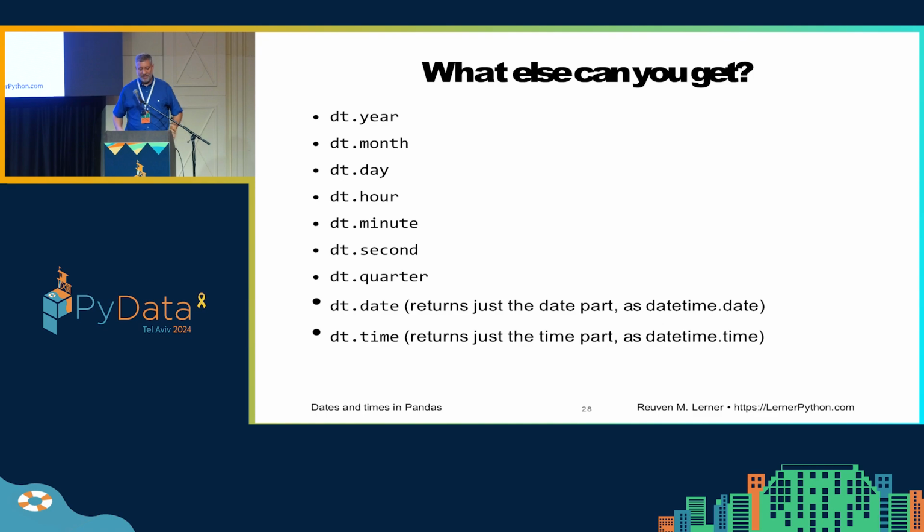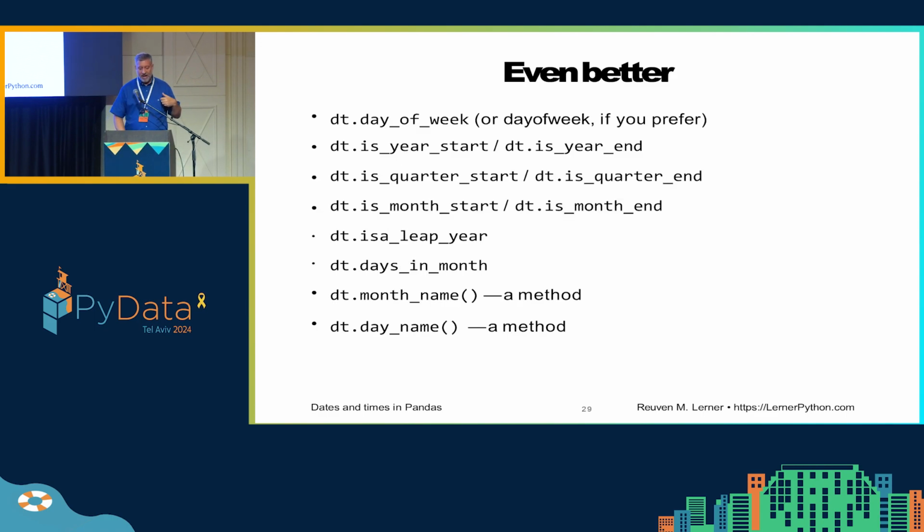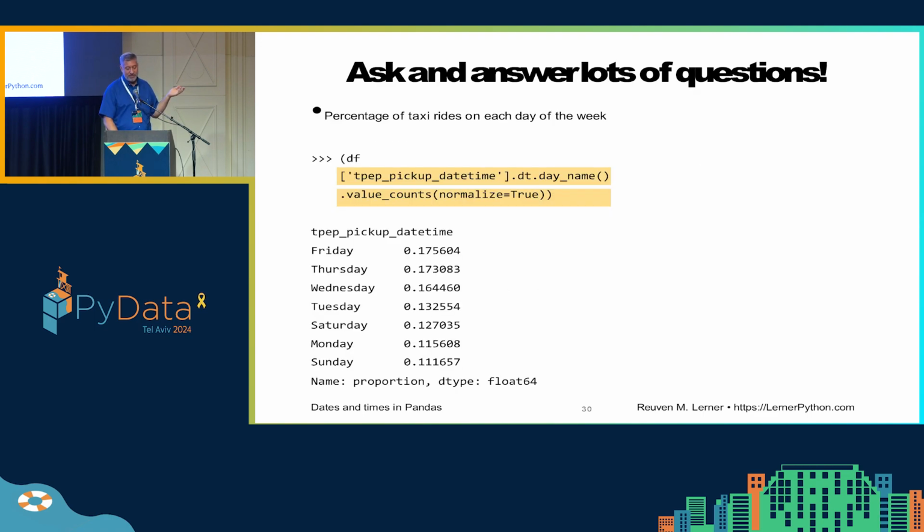I can pull out a lot of things. I can get the year, the month, the day, the hour, the minute, second. I can get the quarter of the year. I can get just the date part. I can get just the time part. I can even say what is the day of week. I can say, is it the year start or year end? The quarter start or the quarter end? The month start, the month end. I can find out, is it a leap year? I can find out how many days there were in a month. I can even get the name of the month or the name of the day. Fantastic. And then I can ask and answer lots of questions. For example, what was the percentage of taxi rides on each day of the week in January 2020?